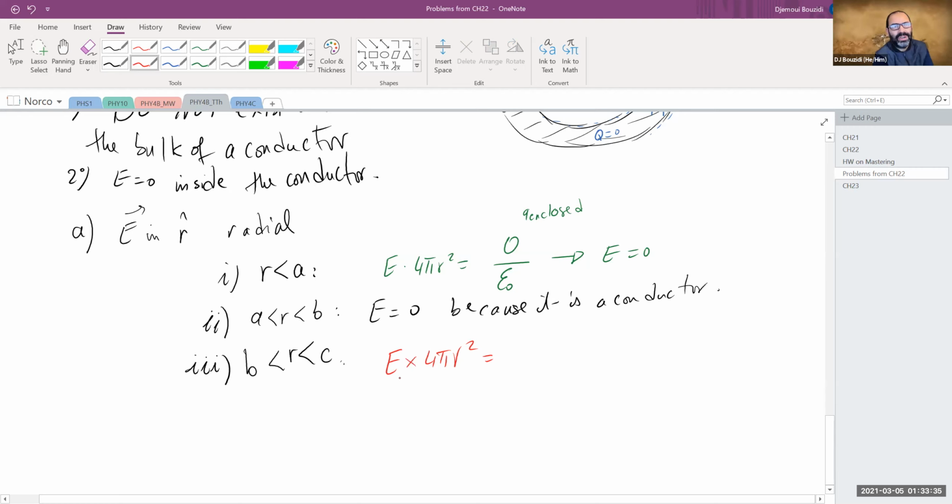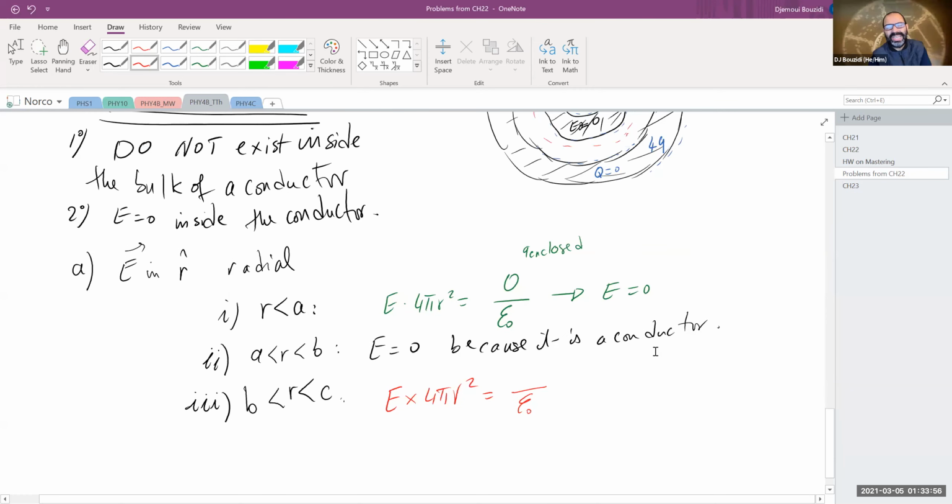This is the electric field that was inside the integral, but because it's constant in magnitude, I took it out. It has the same direction as the area, so the dot product became just the product of the magnitudes. And then the area itself in this case is just 4 pi r squared. This is equal to the charge enclosed divided by epsilon naught.